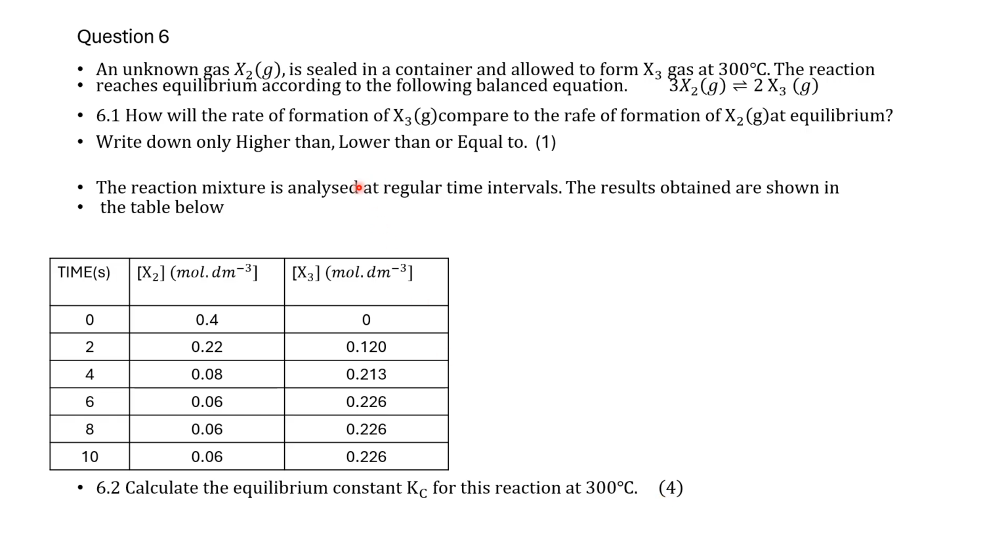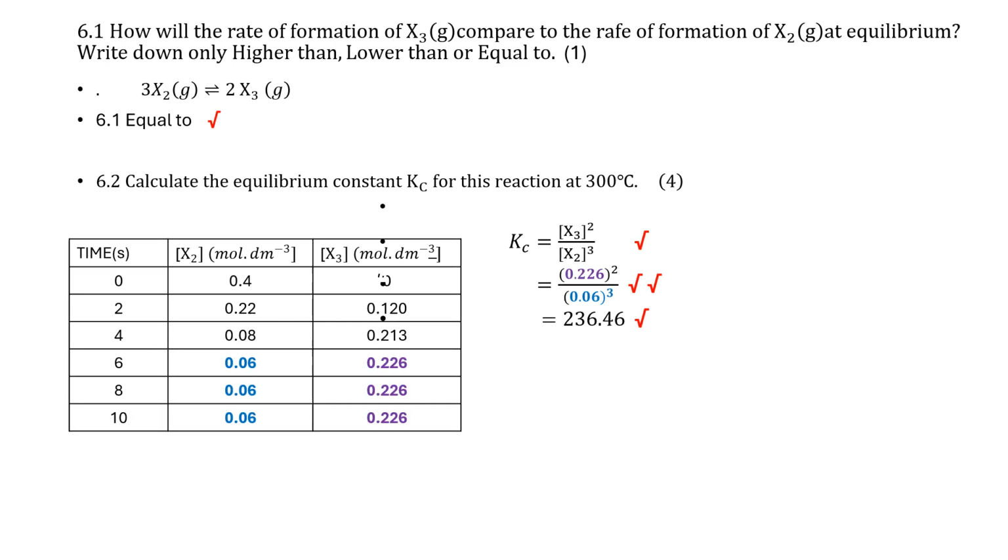So again, I've broken this exam question up in parts. I didn't want to squash everything on one page. So we're first going to answer this section before we go to the next part of the question. How will the rate of the formation of X3 compare to the rate of formation of X2 at equilibrium? At equilibrium, they should be equal to each other. Formation of that must equal formation of that. Therefore, they've reached equilibrium.